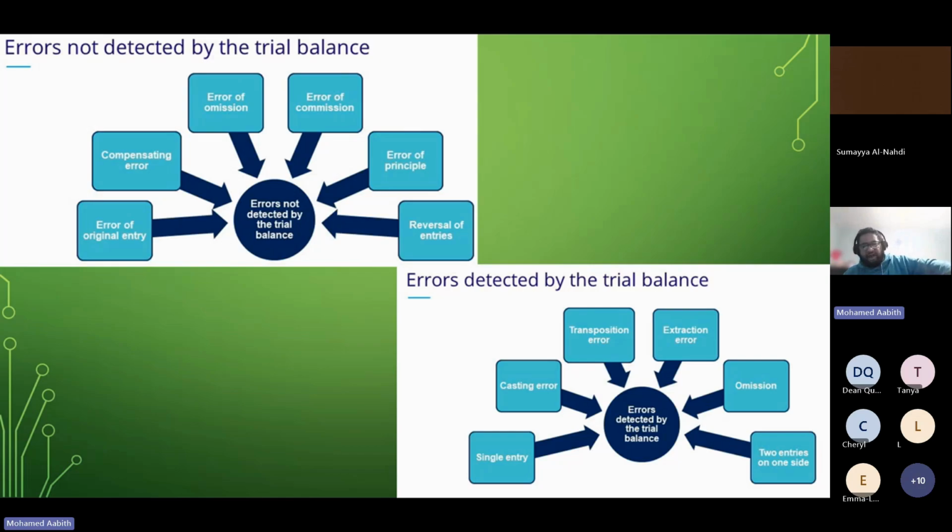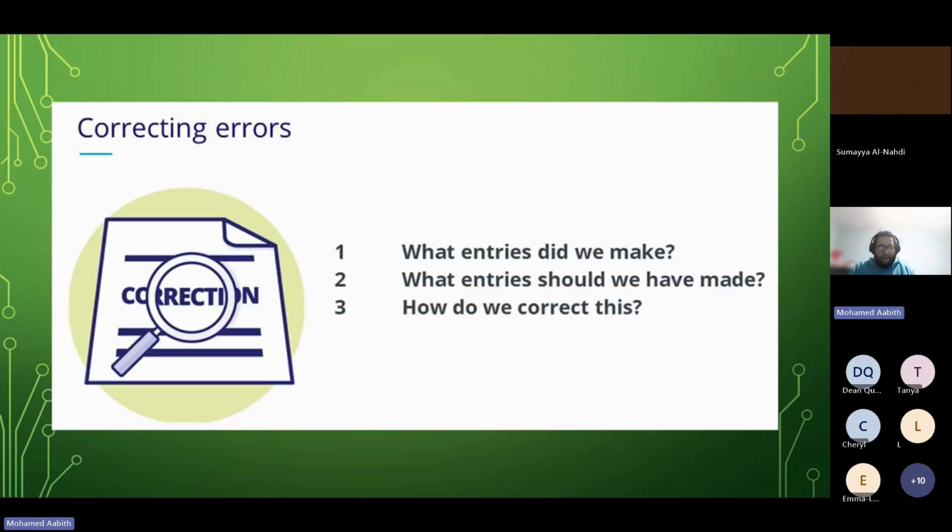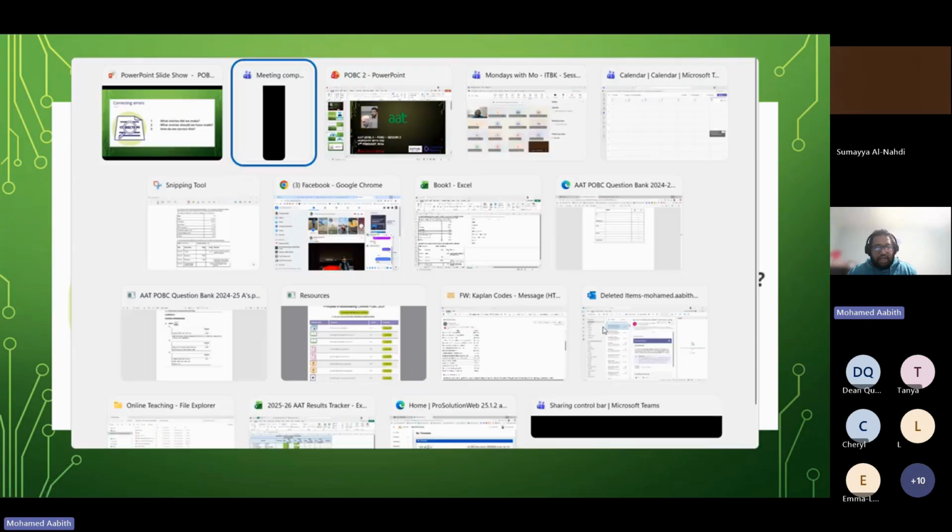Now, let's look at it further. What would you do when you make an error? How do we correct it? So what we're asking you here is: what entries did we make? What entries should you have made? And how do we correct this? Those are the three questions we're going to ask. So let's look at the example questions I have ready for you.